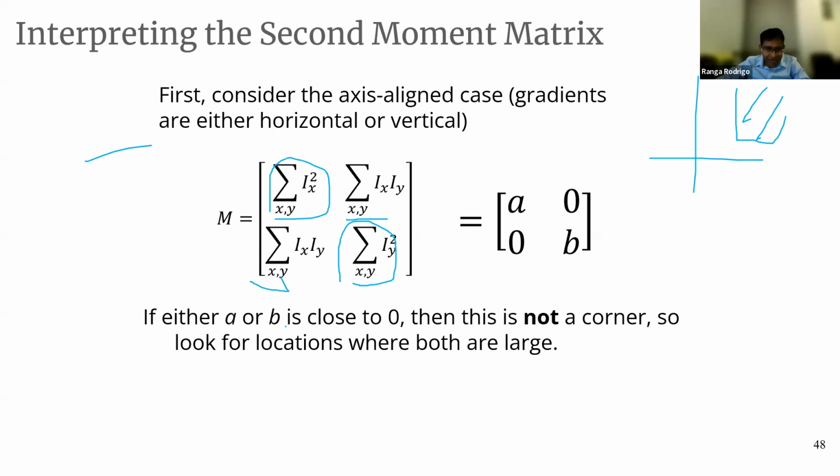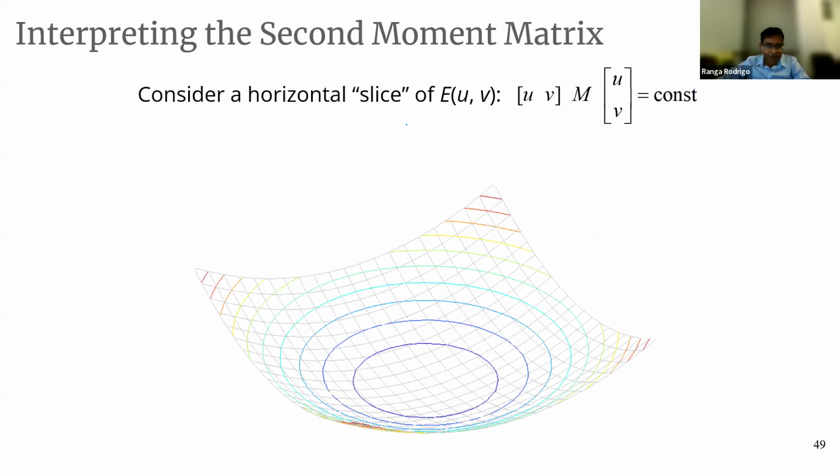If either A or B is close to 0, then it is not a corner. So look for locations where both are large. When both A and B are large, it's a corner. Consider a horizontal slice of E(u,v). It's a constant. So these slices are seen as either circles or ellipses. This is an equation of an ellipse.